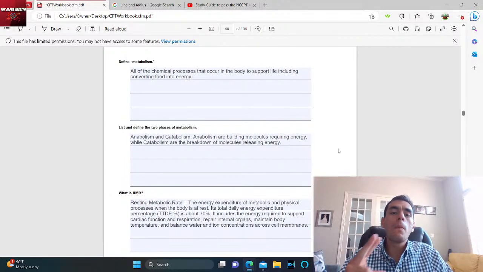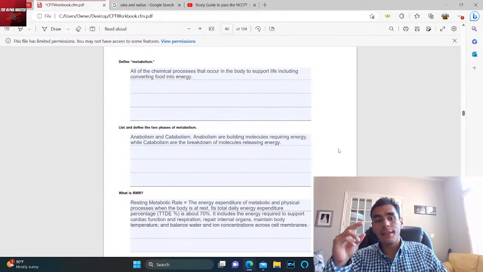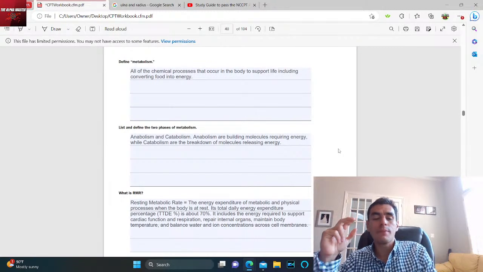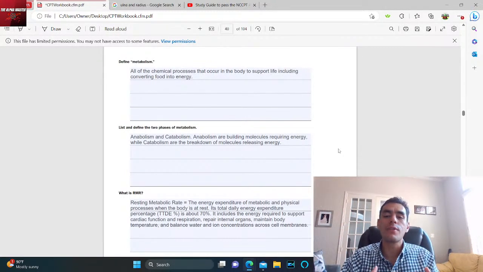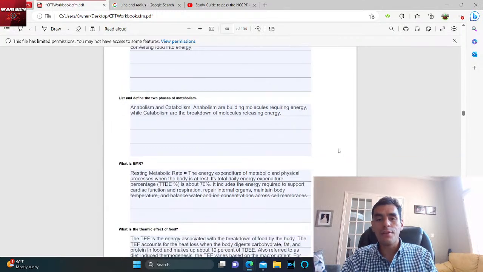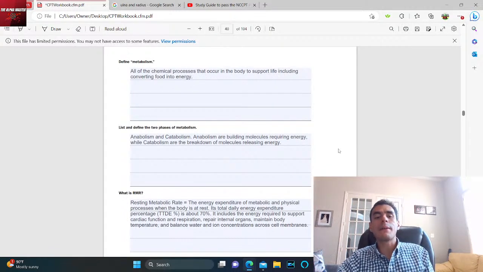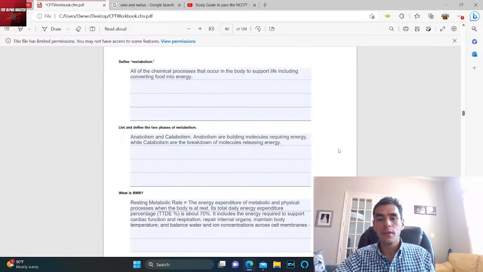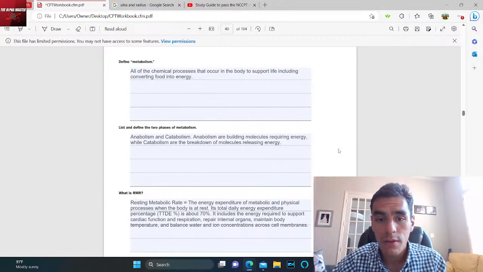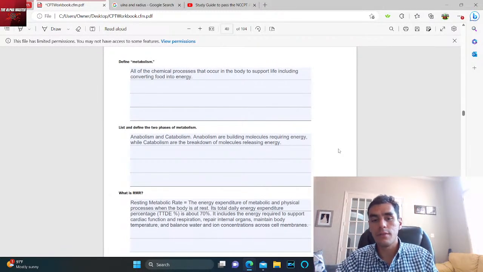Now, list and define the two phases of metabolism. They're going to be anabolism and catabolism. Anabolism is building molecules, requiring energy, and catabolism is the breakdown of molecules, releasing energy. So anabolism is building molecules requiring energy, and catabolism is the breakdown of molecules releasing energy.